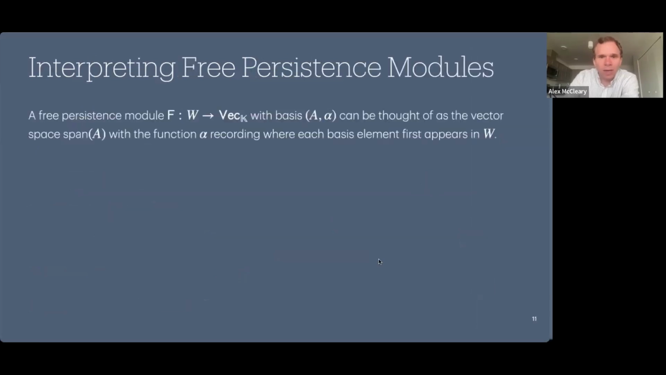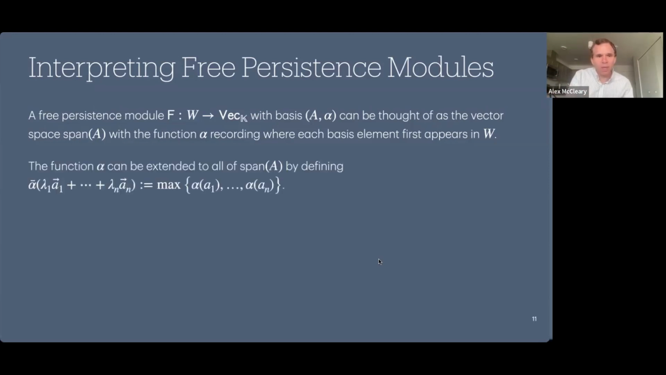Okay, so let's look at how we can interpret free persistence modules here. Like I just said, the way you want to think of a free persistence module is as a vector space, except we have this function alpha that's telling us where each basis vector first appears. And we can extend this function alpha.